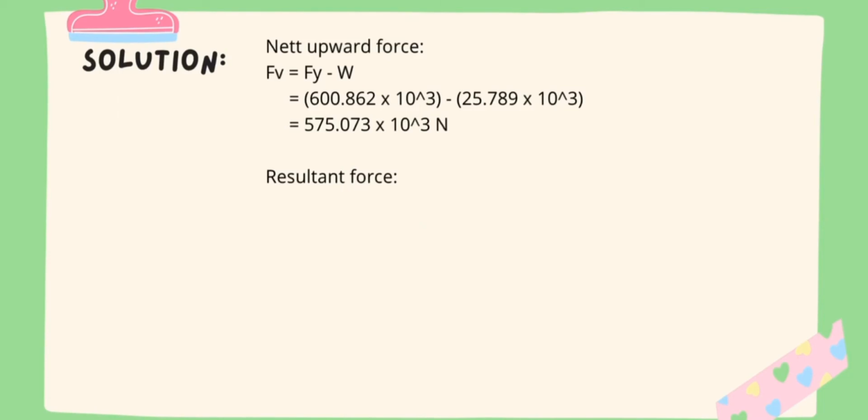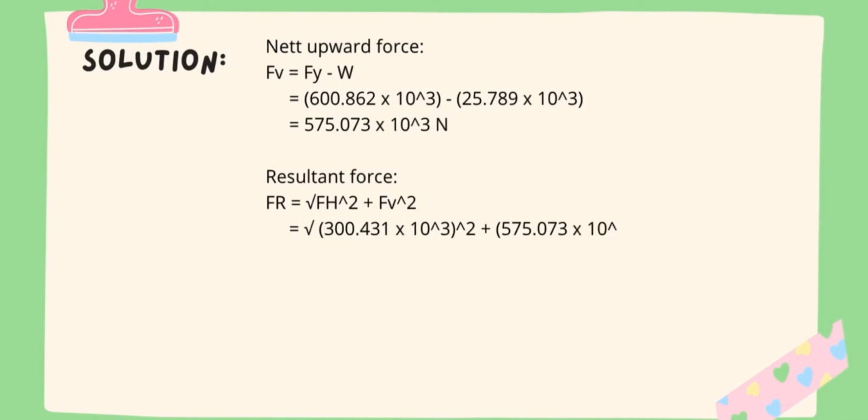Okay, next, the resultant force. Resultant force is represented as Fr, and that is equal to the square root of Fh squared plus Fv squared. So we have the square root of 300.431 exponent 3 squared plus 575.073 exponent 3 squared. And we will get 648.82 exponent 3 Newton or 648.82 kilonewton.